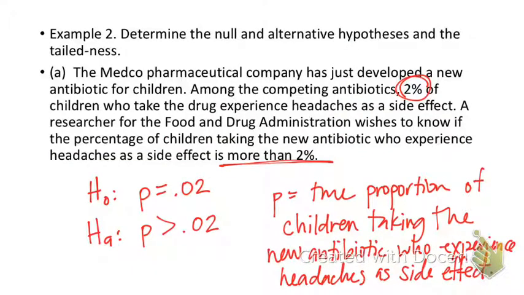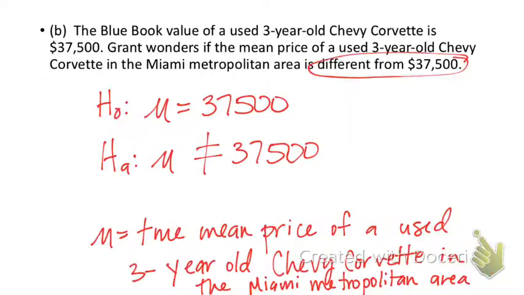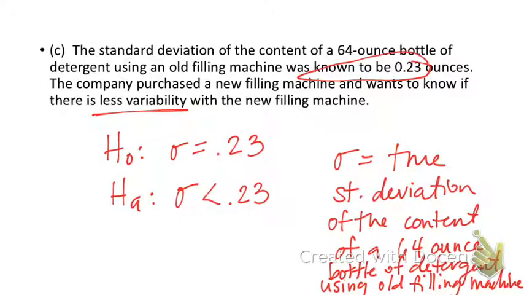Here's the example for A if you want to check it. Okay, here's part B if you want to check your answer for this one. Okay, here's the last one. So sigma equals 0.23, sigma is less than 0.23.